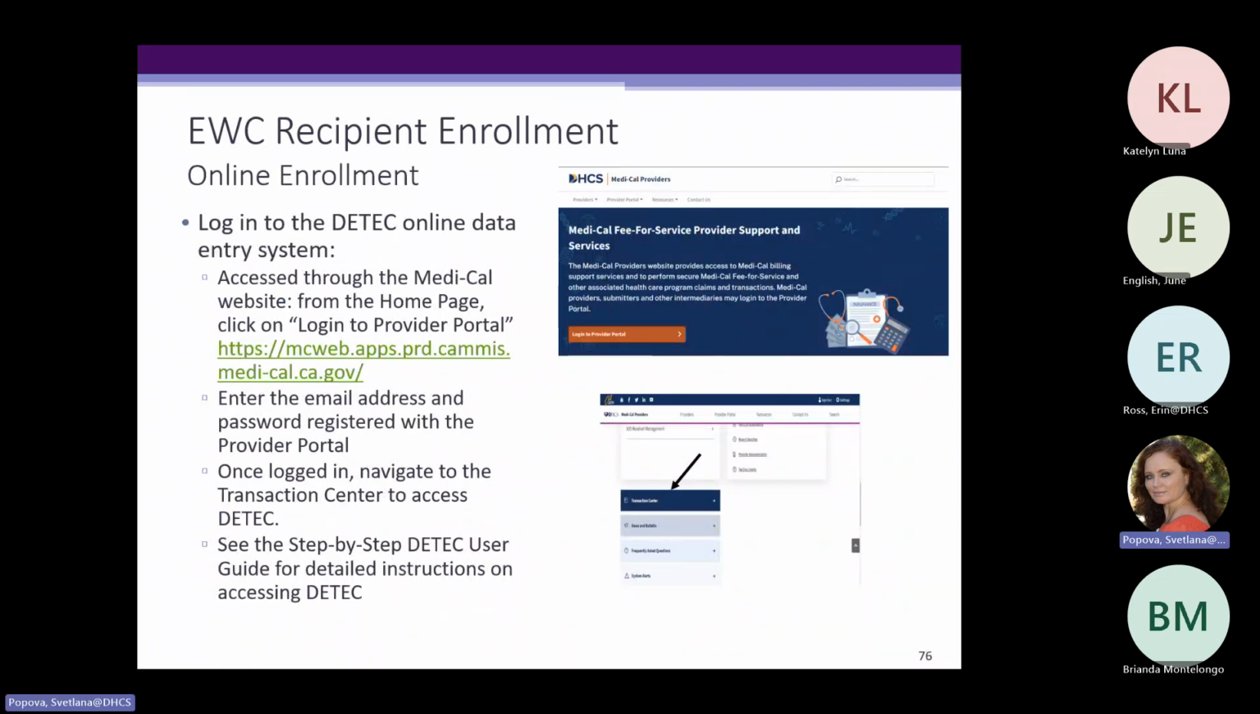So in order to get patient enrollment, it should be an online enrollment. You have to log into Detect Online. In order to do that, you have to go through the medical website homepage and log in to a provider portal. You enter your email address and register a password. And once you log in, you're able to navigate to Detect.